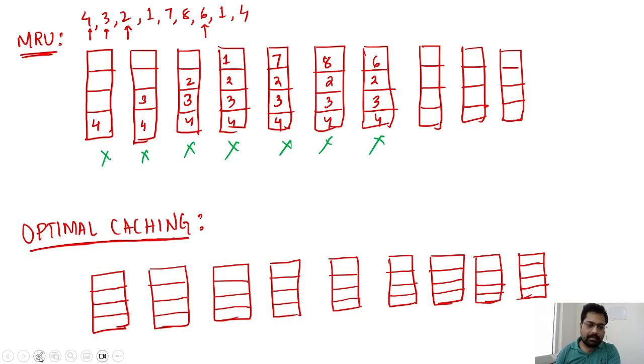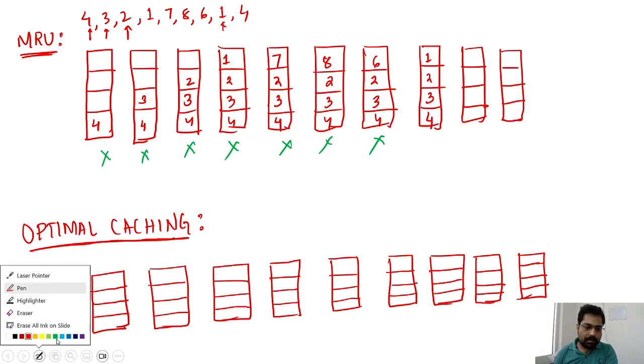Okay, next the data will be 1. Here it was not previously there, so we need to replace it, in place of 6. Okay, so 1, then 2, 3, then 4. Okay, it's a cache miss then.